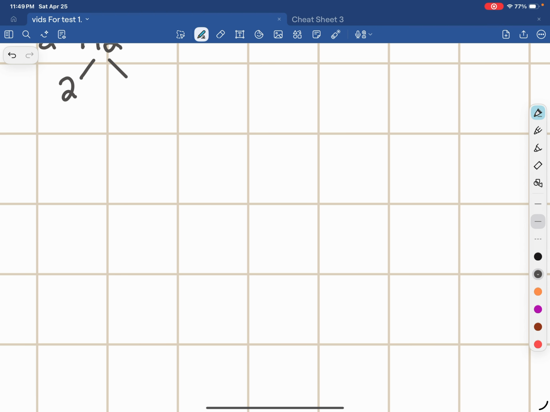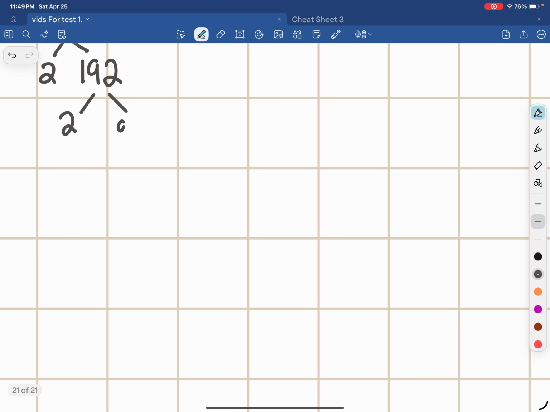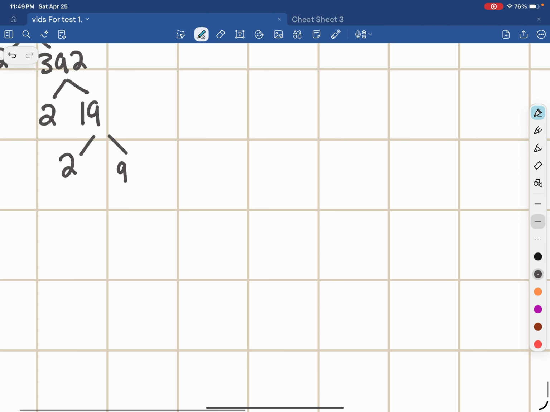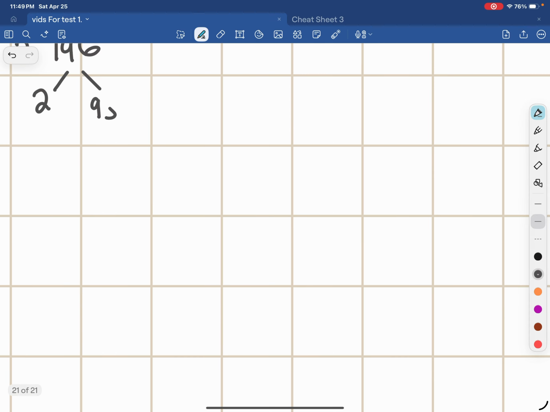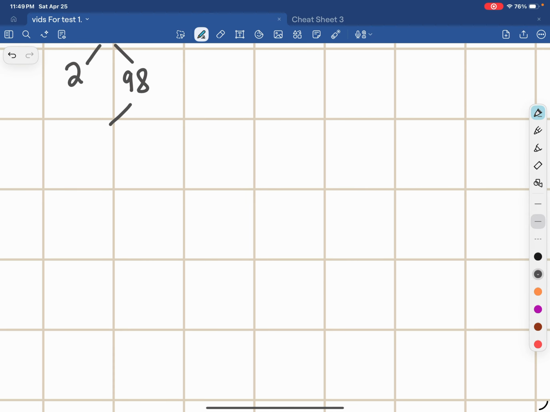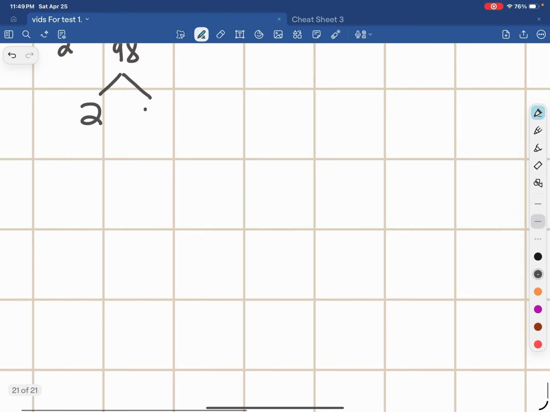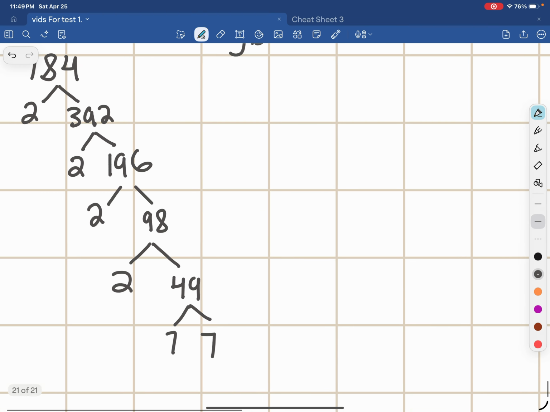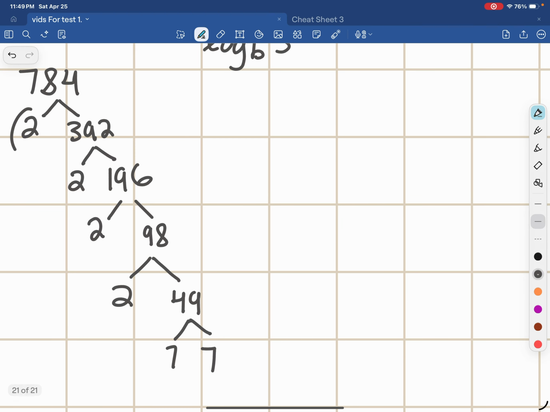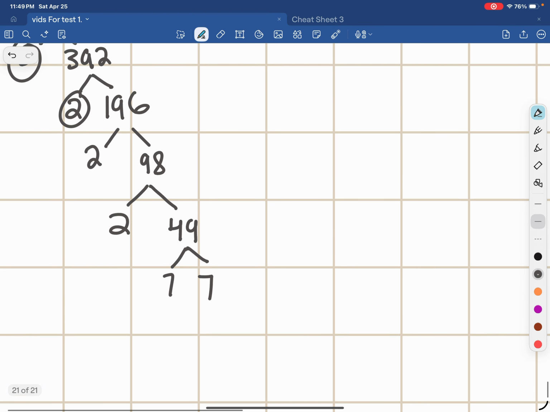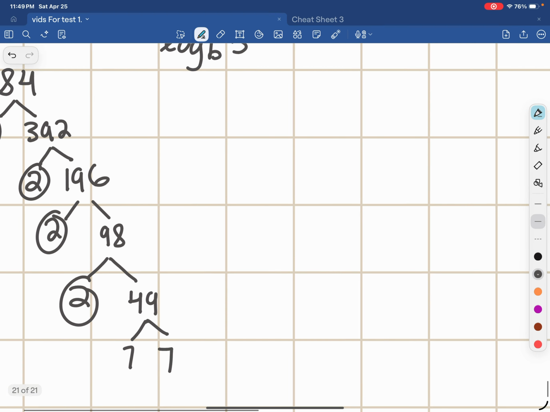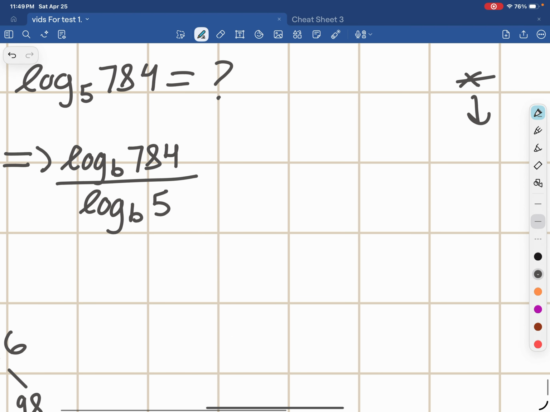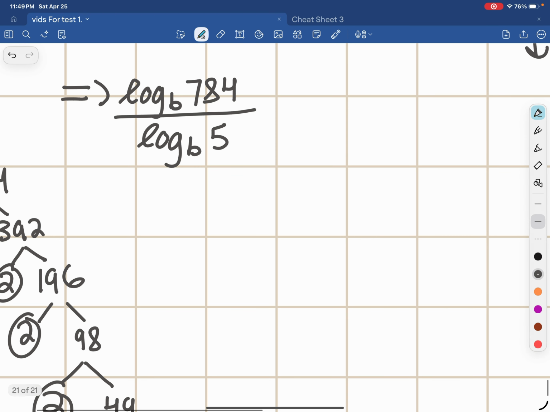2 times 98 will give us 196, and then we split that up again by 2, and we should get 49. Right here is a square, and we know this is simply 7 times 7. And how do we analyze this data? So we have 1, 2, 3, 4 2's.